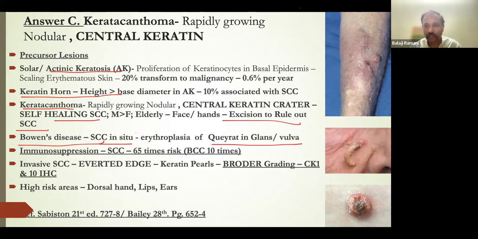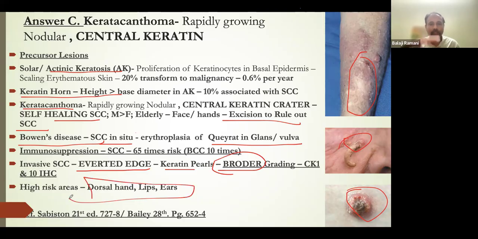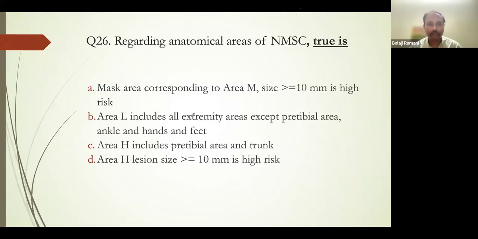So what we have here is your actinic keratosis lesions or your Bowen's disease. This is your sebaceous horn, and this is your keratoacanthoma. Invasive SCC classically will have the everted edges and the classical keratin pearls, a borders grading system, and CK1 and 10 IHCs can be used. High risk areas are the dorsal hand, the lips, and the ears. So the extremities, the lips and the ears, all these are considered to be the high risk areas.